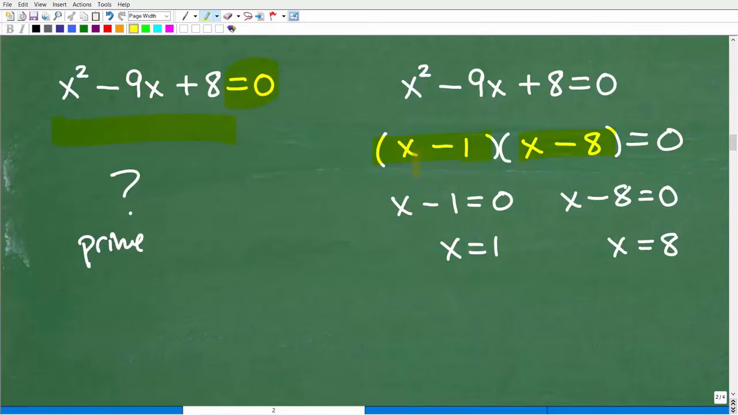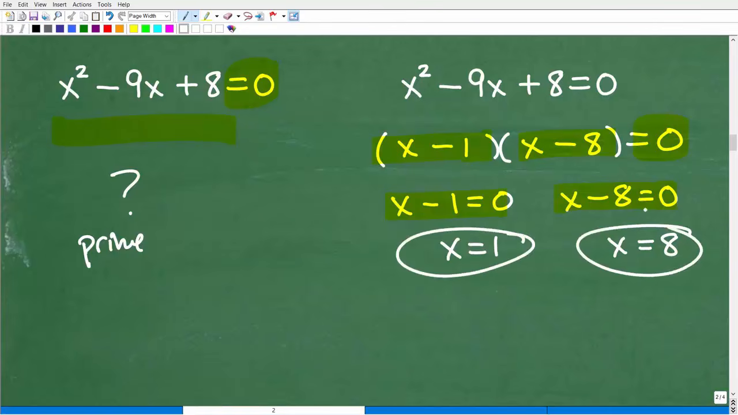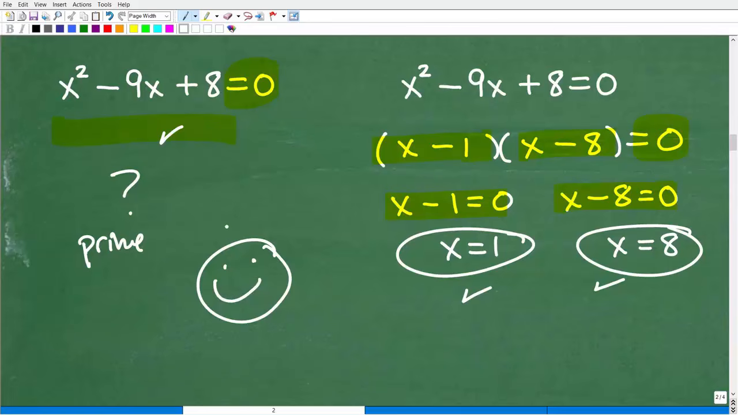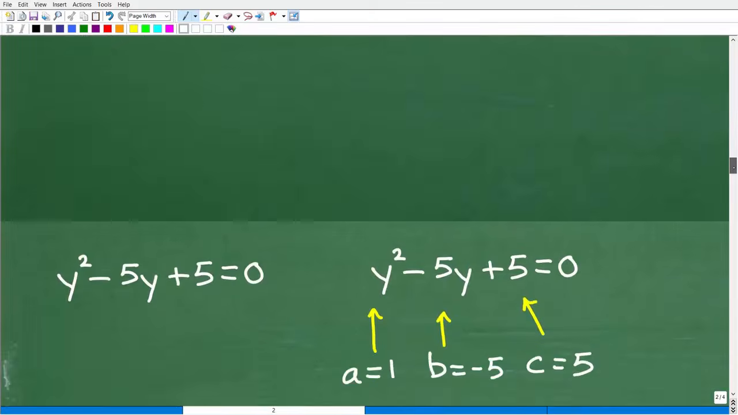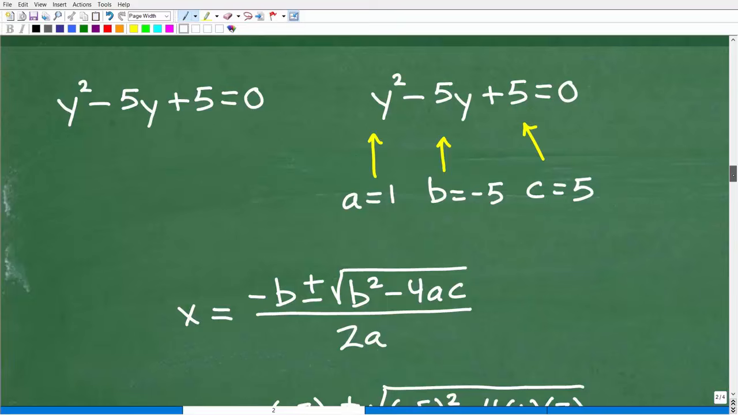But let's go ahead, and now we have the zero product property, right? This times this is equal to 0. So I set each factor equal to 0, in an equation, and solve, right? So x minus 1 is equal to 0, x minus 8 is equal to 0. So I got x equals 1 and x equals 8. These are my two solutions. And if you knew how to factor this and you knew how to do this, then that's very, very good. I must give you a happy face. Nice work. Okay. All right, let's move on to our final practice problem.